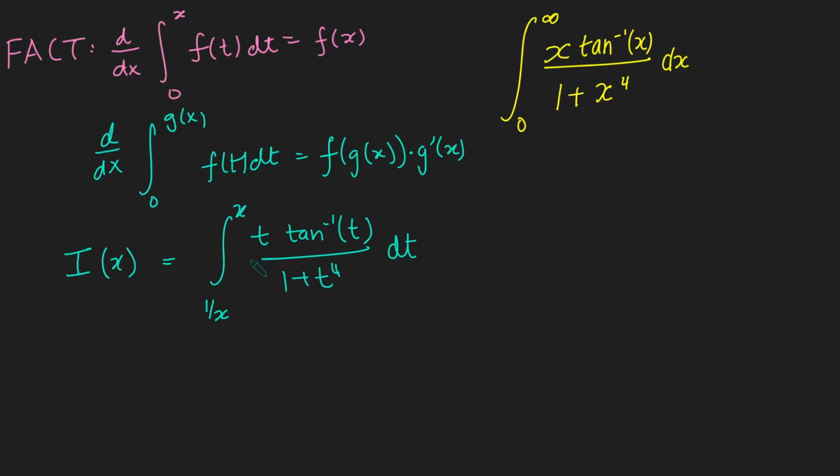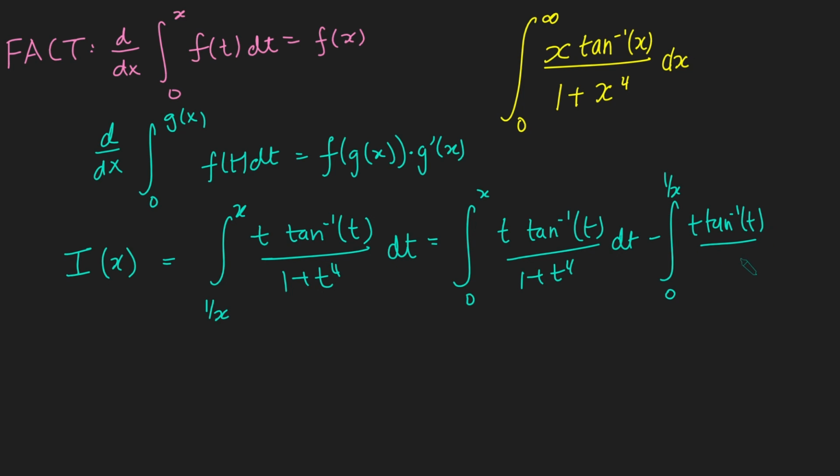Okay, so we're considering this function here, and now I can just split this up as the integral from 0 to x of this function, so t times inverse tan of t all over 1 plus t to the 4 dt, and then take away the integral from 0 to 1 over x of the same thing, so t times inverse tan of t over 1 plus t to the 4 dt, like so. Okay, good. You can probably guess what I'm going to do next, given that I've written these facts up here. I'm going to differentiate through this.